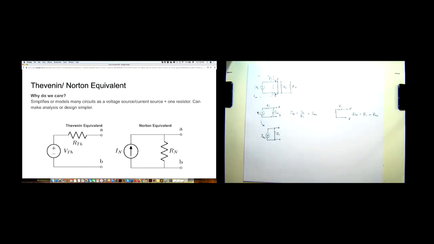Why do we care? Why do we use this technique? Let's say that we have a very complicated network of resistors with some current and voltage sources, and we want to simplify it to just one voltage source or current source and one resistor. This can help us design circuits and make our analysis easier when we're splitting up our circuits in different blocks, right? So perhaps you're designing another block and you want to simplify everything that comes before that block with just a Thevenin or Norton equivalent, right? Just one voltage source or current source and a resistor. That's where you would use this technique.